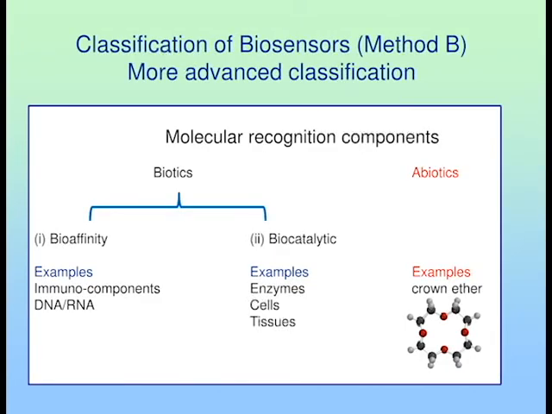Okay, classification of biosensor, method B. Can we look at this one? This one I sort of covered with you a little bit just now. More advanced classification. For us, we are looking at biotic. So biotic means what? Biological, right? So this is based on molecular recognition components.